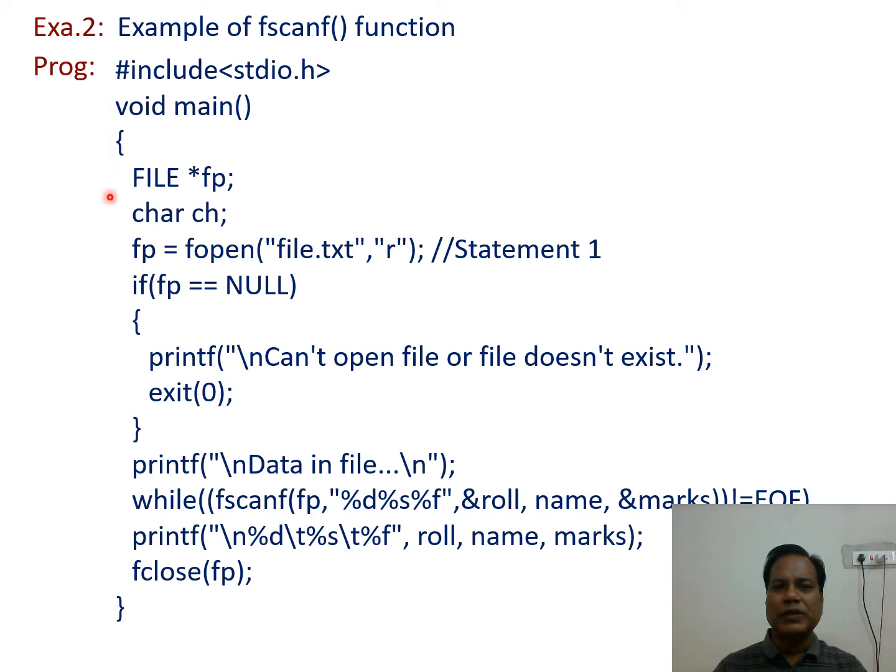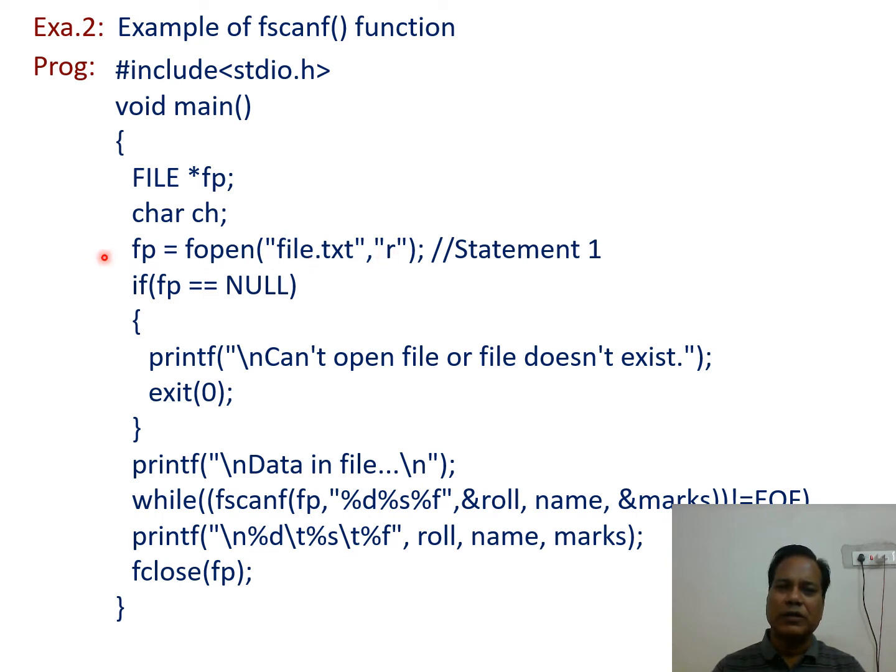So the first statement in the main function declares a file pointer fp, and the second statement declares a character variable ch. Then a file is opened using fp equal to fopen("file.txt", "r"). So this file is opened in the read mode.